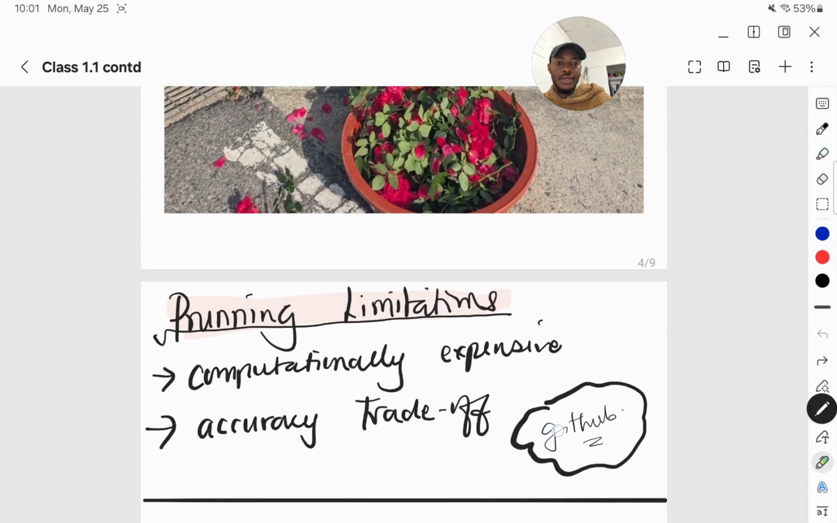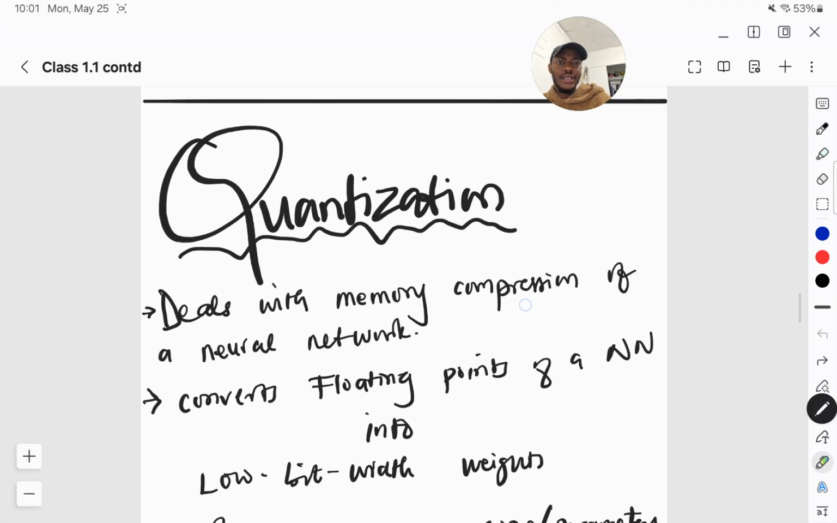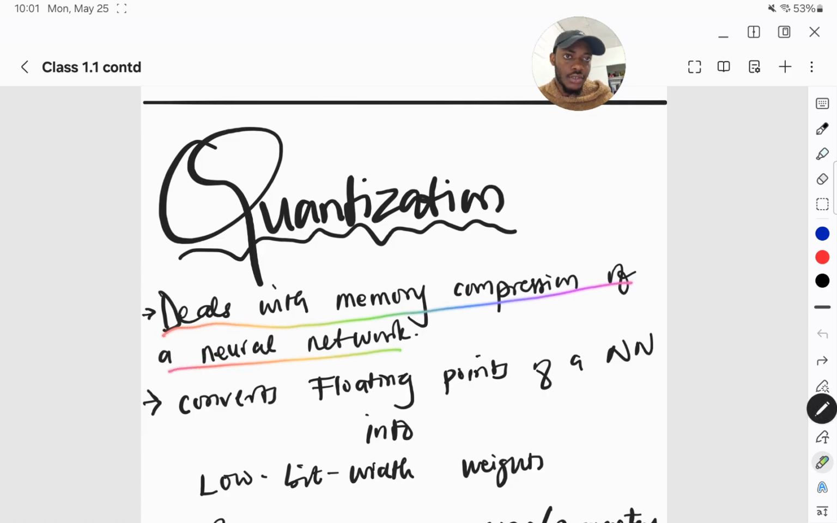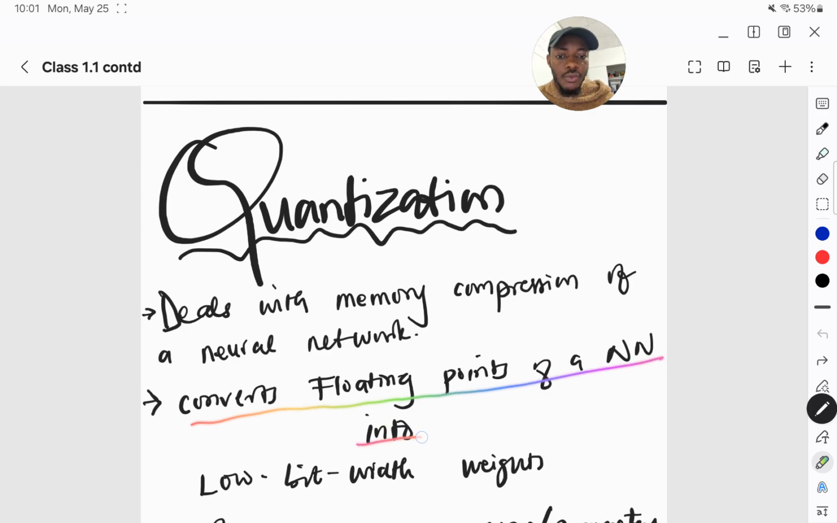So let's go back to what we have. We then have the next topic, which is called quantization. Quantization deals with memory compression of a neural network, right? It converts floating points of a neural network into low bit weights. So we have a neural network, and then after quantization, we have low bit weight representations of the neural network.